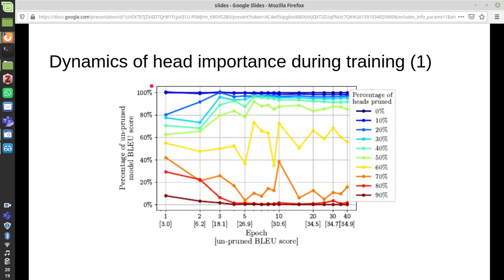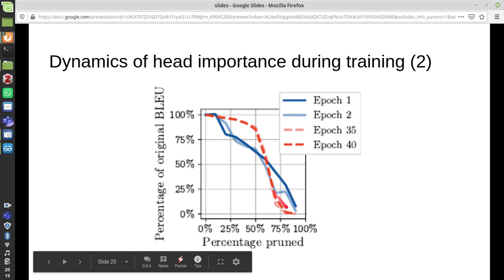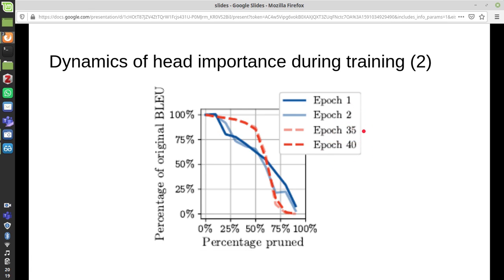And how about the head importance during training? Here we can see that if the model is pruned up to 50%, it's actually stable and still achieves good performance. And the authors notice that there are two kinds of behavior. If you start pruning in the early stages of the training, you have a pretty much linear relationship between the pruning and the performance. But if you prune at the end of the training phase, you can find a lot of attention heads that are not that important.